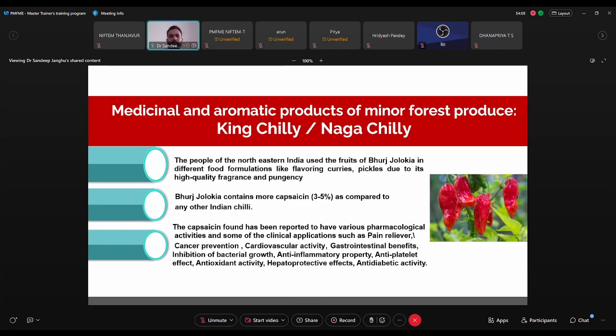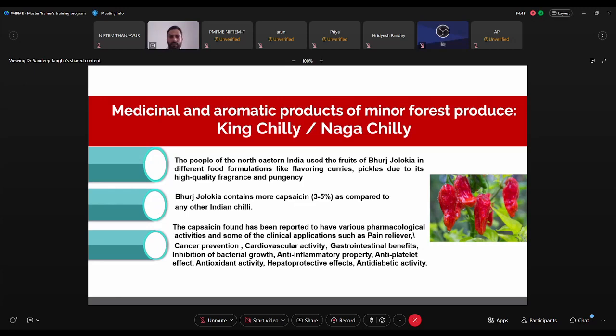The next is King's chili, or some people call it Naga chili also. Very famous in the northeastern part of the country, and also popular with the local name Bhut Jolokia. It is used mainly as a flavoring compound or a major ingredient in gravies and for making pickles. It has a higher amount of capsaicin content as compared to normal chili. That's why it's very pungent, and the name itself says it's the king of all chilies.